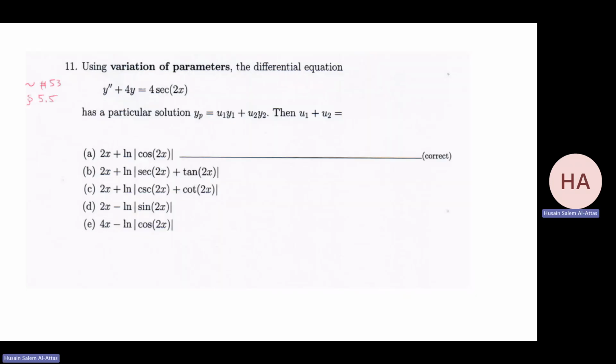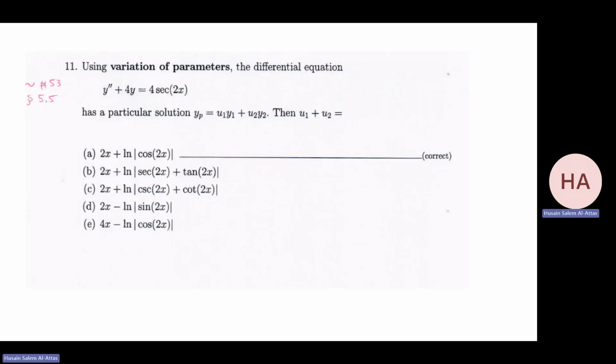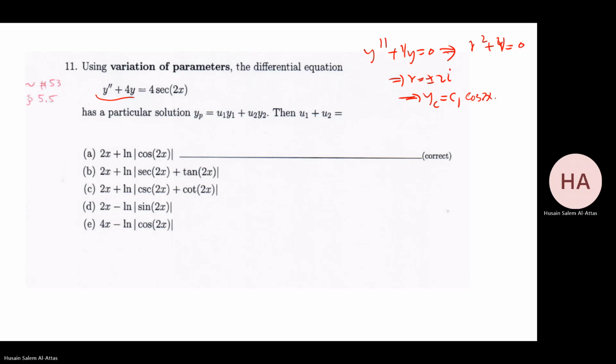Using variation of parameters, you want to solve this. Find u1 and u2. Okay, let me try to do it. This will be the homogeneous. So I have r squared plus 4 equals 0. So r equals plus or minus 2i. So yc is this, cosine 2x and sine 2x. Now this is my y1, this is my y2.